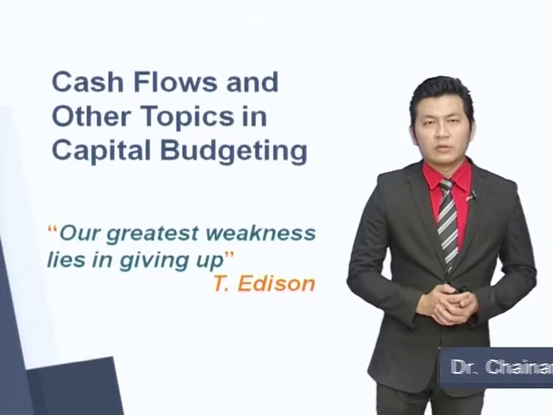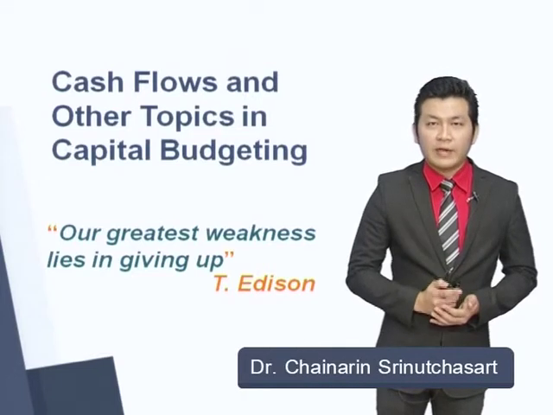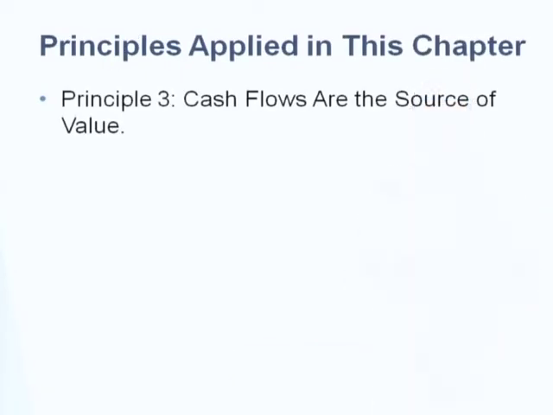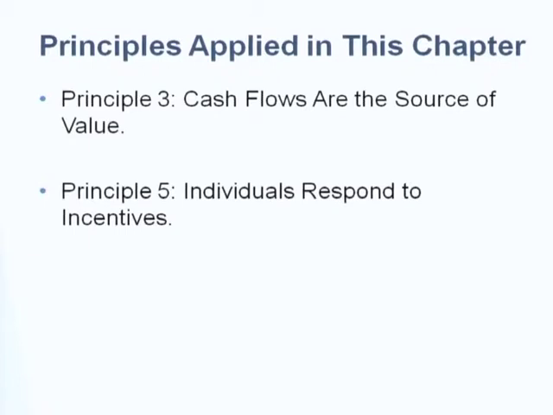Hi everyone, today's topic is cash flow related to capital budgeting. The principle that applies to this chapter is principle 3, right? Based on the first chapter, cash flows are the source of value, and also principle 5, individuals respond to incentives.